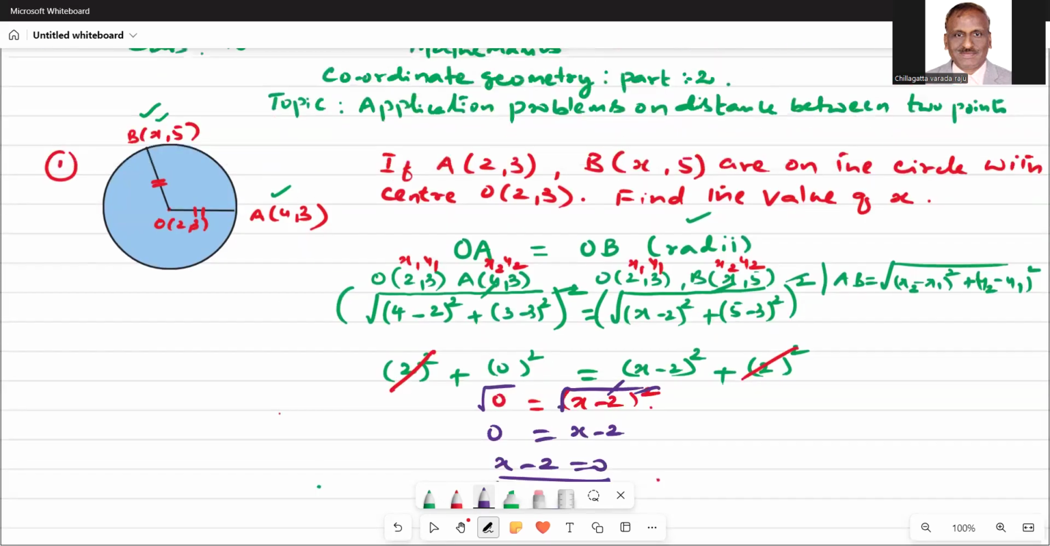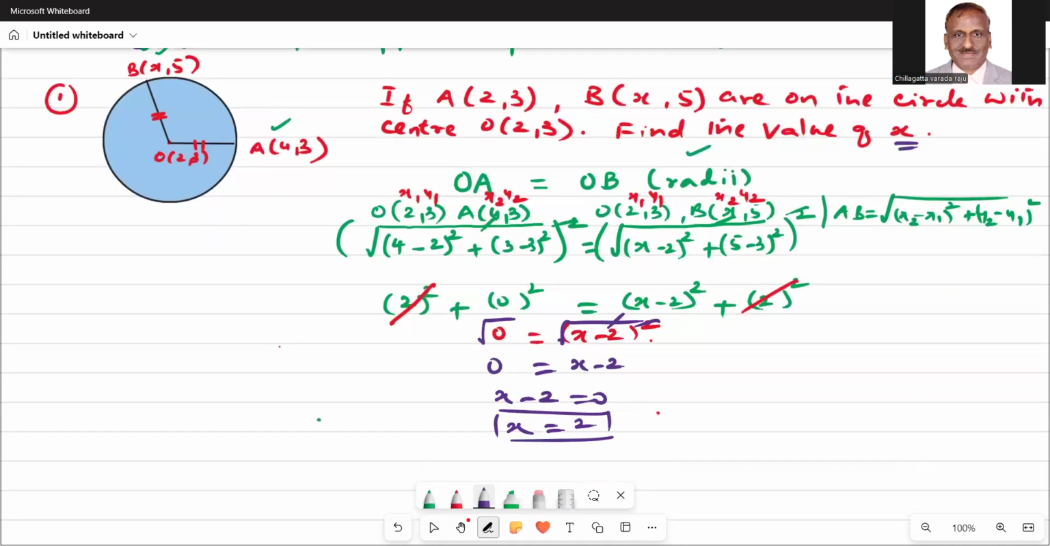For the coordinate B, the x value we got is 2. So what is your coordinate B here? B is (2, 5). Coordinates of B is (2, 5). He is asking us just to find the value of x, so we got the value of x is equal to 2. You can verify it also. For the value of x equal to 2, do we get OA equal to OB?